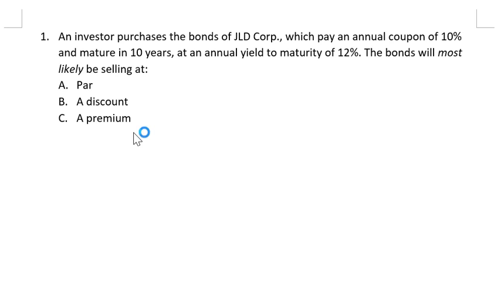The coupon rate on the bond is lower than the yield to maturity, implying that the bond should be selling at a price lower than their par value, that is, at a discount. B is correct.